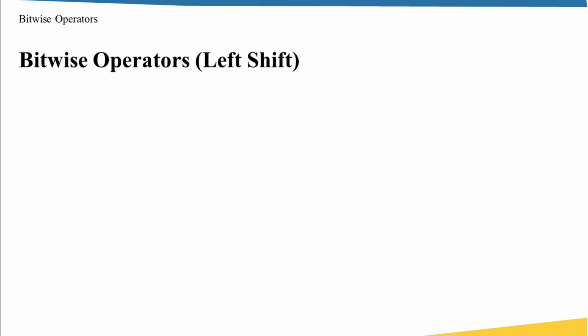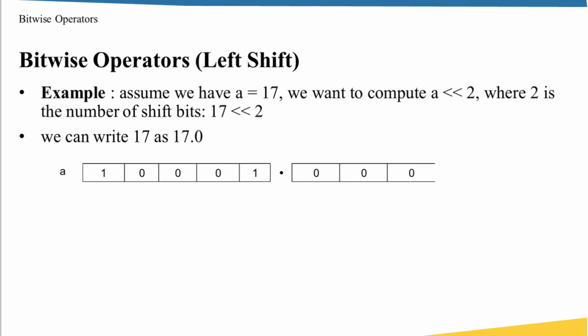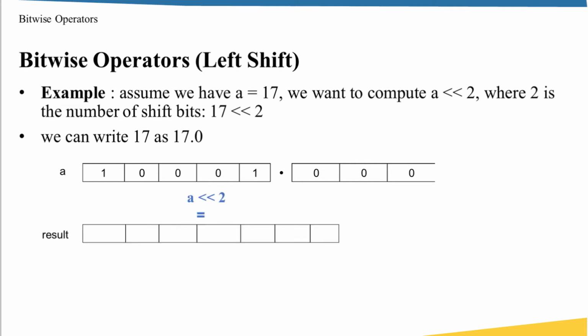Now let's talk about left shift. Also, assume I have A equal to 17 and I want to calculate A left shift 2, where 2 here means the number of shift bits. First of all, let me imagine that it's not an integer, it's a float, which is 17.0. If I want to write this number in the binary system, I will write something like this. The first part on the left is 17 and the second part, on the right, is 0. Now let's calculate A left shift 2.